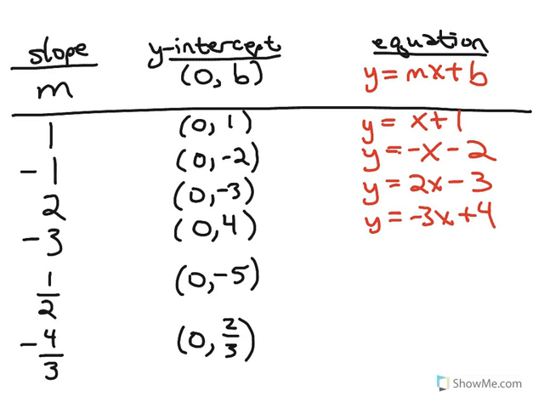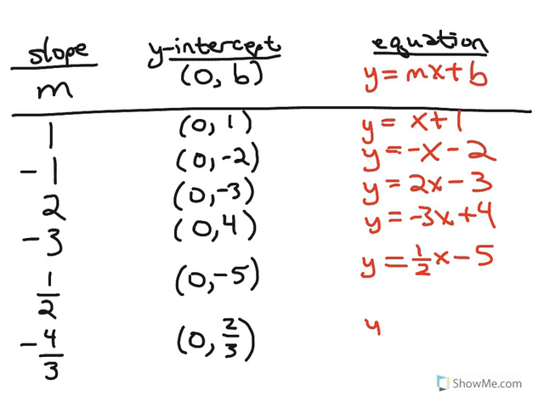A couple things to remember. A lot of the time slope is expressed as a fraction. That's actually very convenient because the slope is a ratio by definition. So y equals 1/2 x minus 5. This is perfectly acceptable. You'll see that a lot.